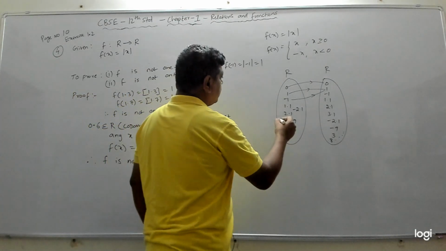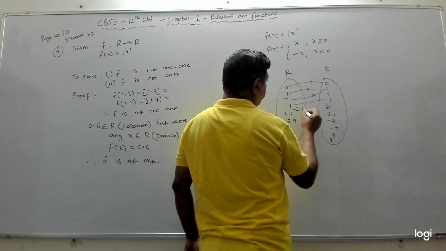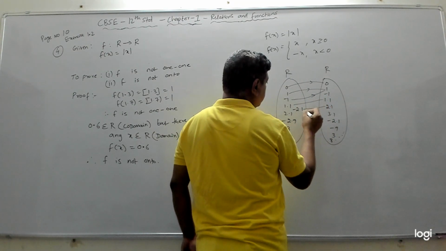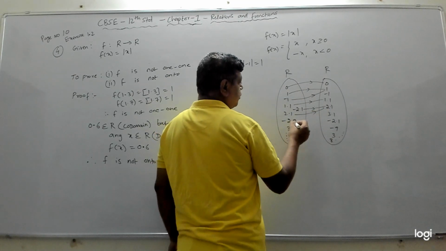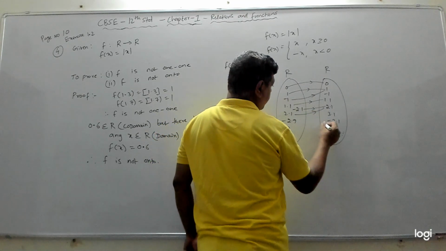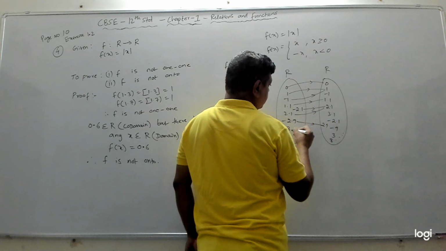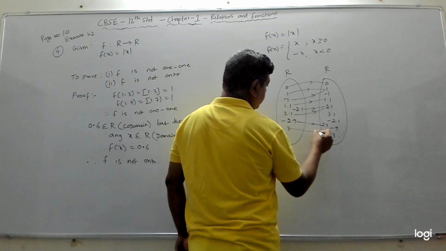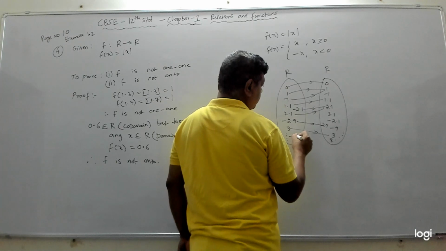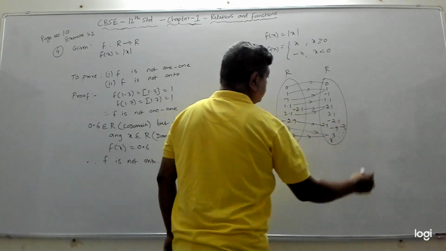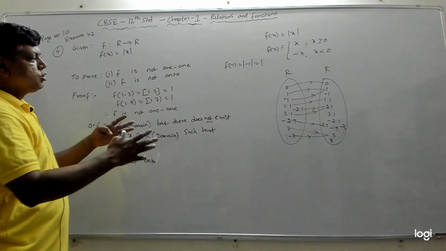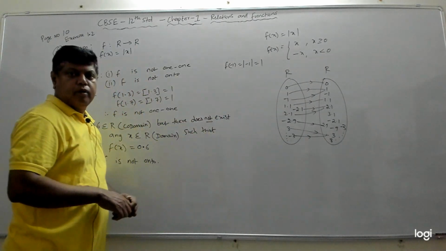Similarly, 1.1 will go to 1.1, minus 2.1 will go to 2.1, and 2.1 also will go to 2.1. Then minus 2.9 will go to 2.9. So 3 will go to 3, and minus 3 also will go to 3. You have minus 3 also here. So this is how the function is. Now clearly it shows that the function is not 1 to 1.